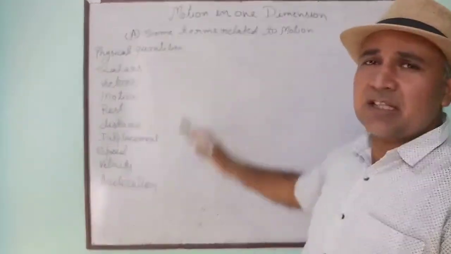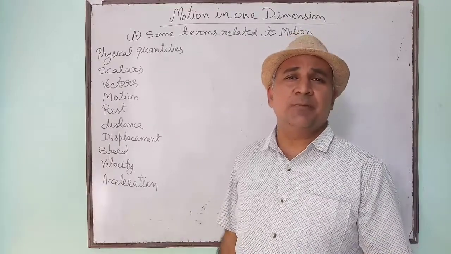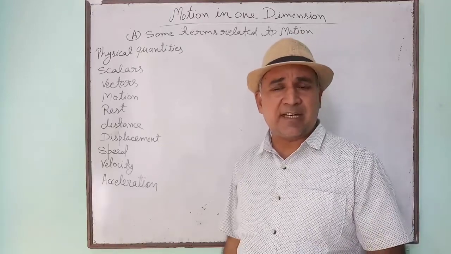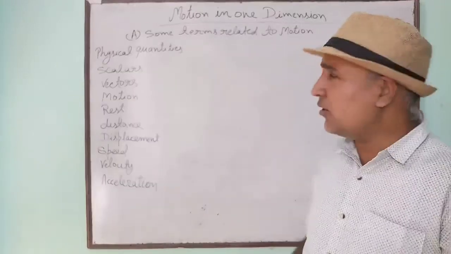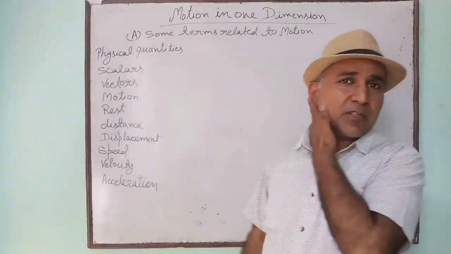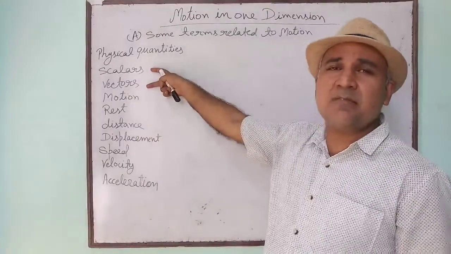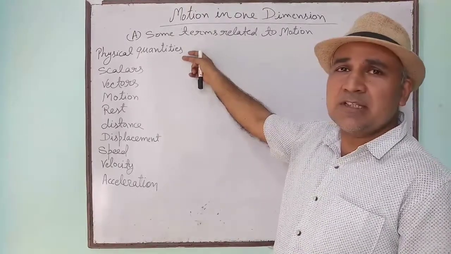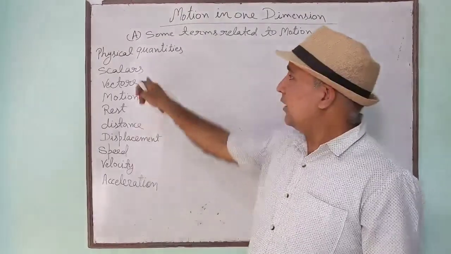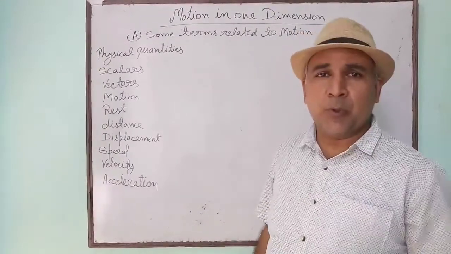We have studied physical quantities, all those quantities which are measurable. Like distance we can measure, time we can measure, density we can measure, volume and area we can measure. So all those quantities which can be measured are called physical quantities. Then we studied scalars and vectors. These two are the classifications of the physical quantities. Scalar quantities are those which require only magnitude, no direction. And vectors are those quantities which require magnitude and direction both.